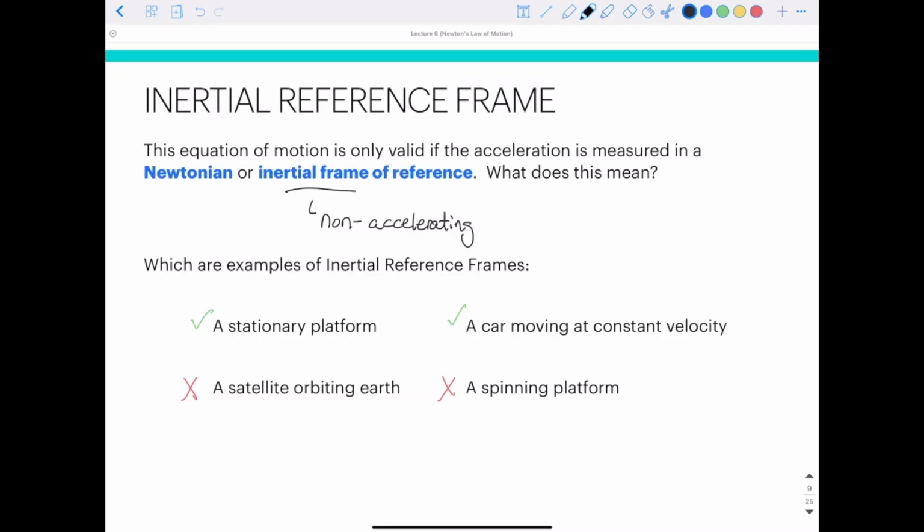So our frame of reference has to have a constant speed and direction, and that speed can be 0, which would mean that the direction is also constant. So typically, it's nice to do it with a fixed reference frame, but if our reference frame is moving at a constant velocity, then that is okay. Non-accelerating and non-rotating.